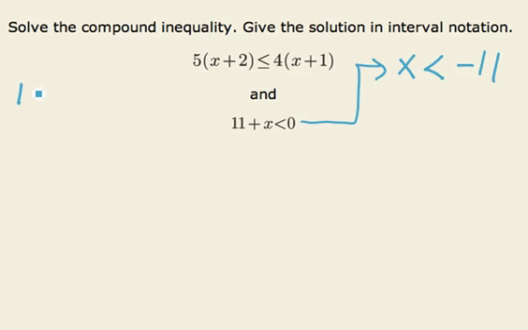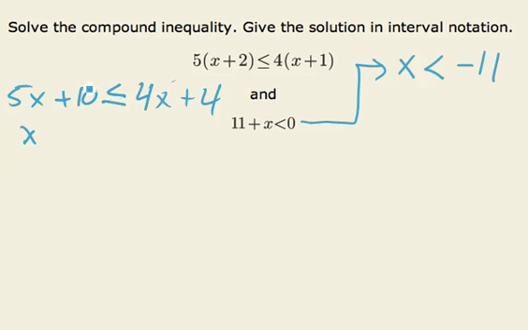So we get 5 times x plus 2 times 10, or 2 times 5, 10, less than or equal to, multiply through my 4, 4 times x plus 4. All right, now we can go ahead and subtract 4x from both sides. 4x from here, that goes away. 4x from there, that's just a 1x.